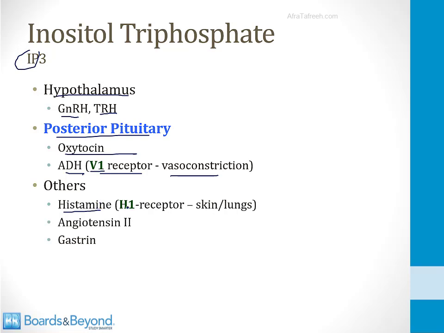Histamine also has multiple subtypes. The H1 receptor, which is found in the skin and in the lungs. This is the receptor that leads to vasodilation and allergic reactions, or bronchoconstriction and allergic reactions. This H1 receptor uses an IP3 system, and once again, the 1 in the receptor is like the 1, the first letter of IP3. And then two others include angiotensin II and gastrin. They work through IP3 systems.